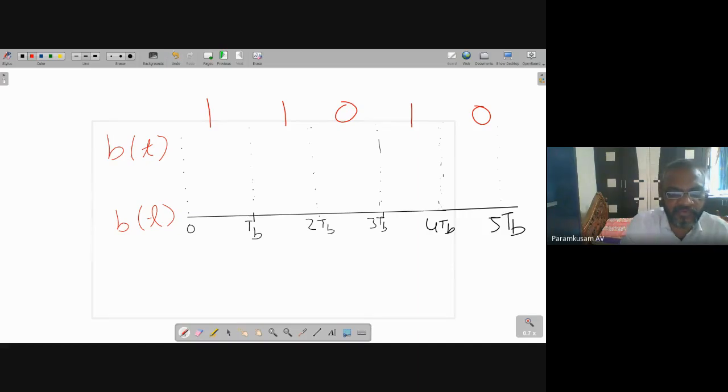Here B of t is equal to, for polar non-return to zero signal, that is its value is equal to plus 1 volt for logic 1 and minus 1 volt for logic 0. Okay.